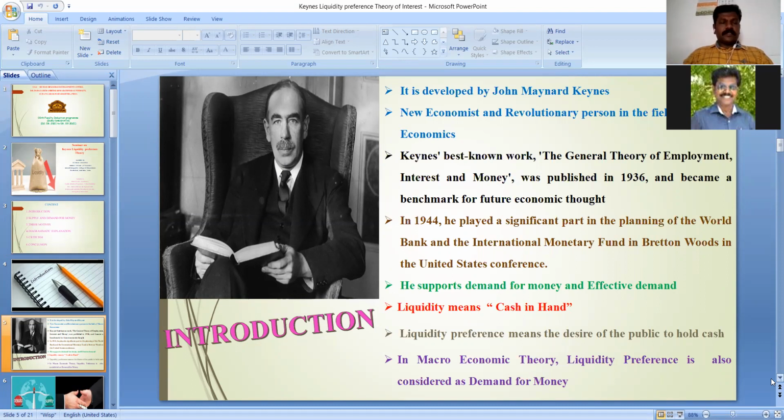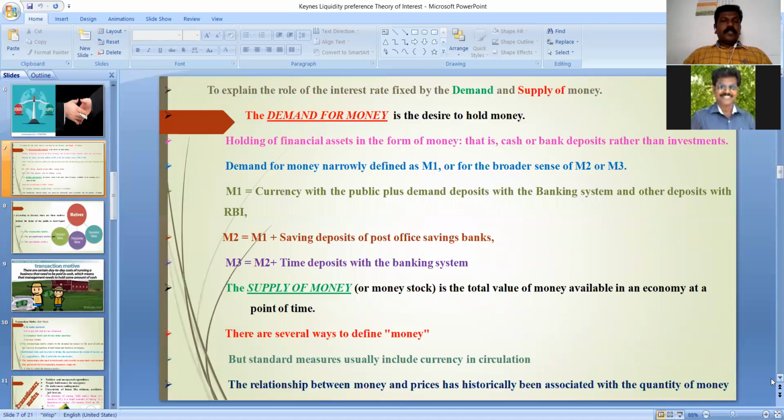Liquidity means cash in hand, ready cash. It is called liquidity. Liquidity preference means the desire of the public to hold cash. In macroeconomic theory, liquidity preference is also considered as demand for money. What is demand for money? The demand for money is the desire to hold money, the desire to hold cash, holding financial assets in the form of money, that is, cash or bank deposits rather than investments.